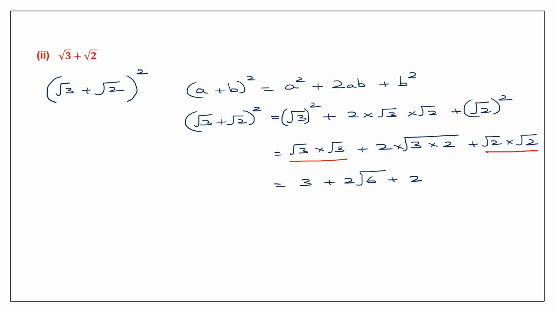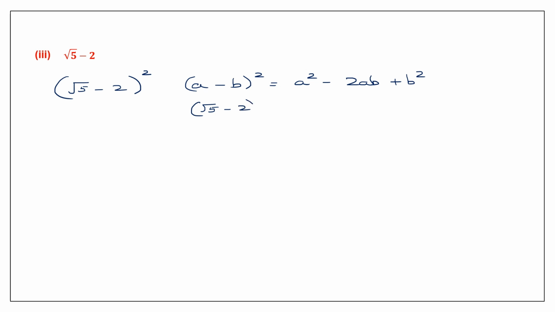Now we can add up 3 plus 2. So 3 plus 2 is 5 plus 2 root 6. And this is our answer. This is the square of the question given to us.